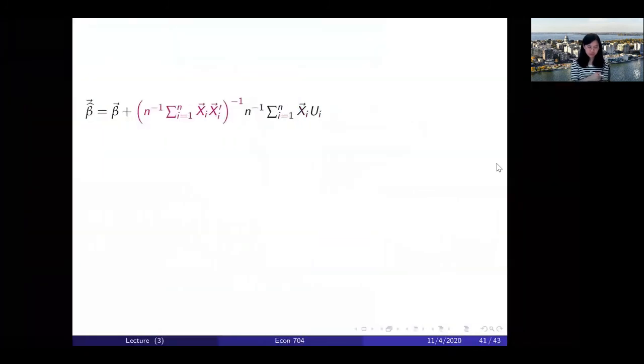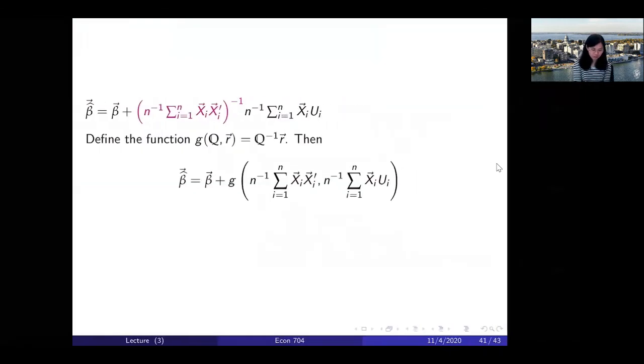Now let's move on to the next page. So beta hat equals beta plus the estimation error, which is written in this way. Now, as you can see, beta hat minus beta is in fact a function of this random matrix and this random vector.